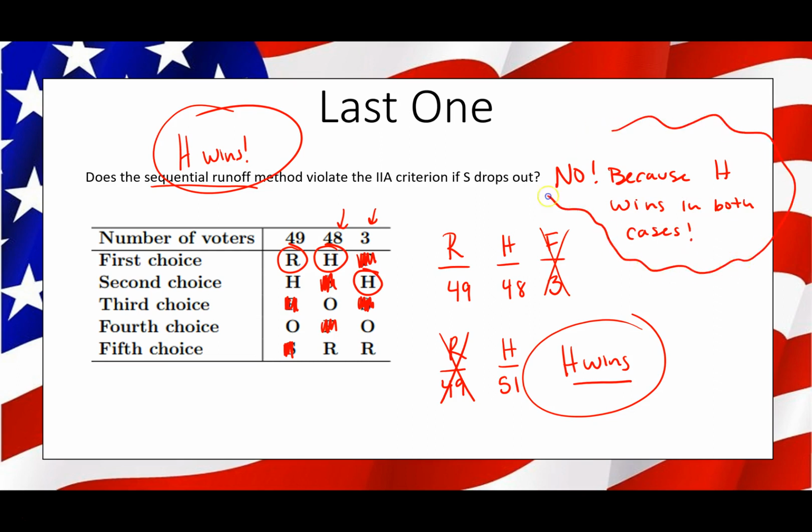And that's it. Okay, so make sure you do the sequential runoff first. Then you have to do the sequential runoff again, but after you've crossed out one of the letters that it indicates there.